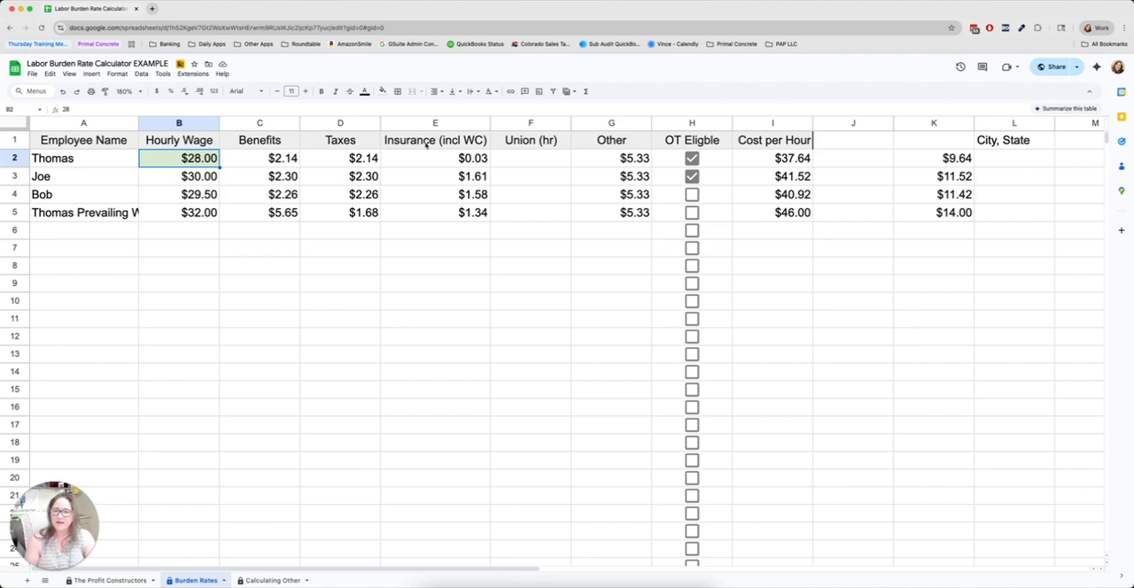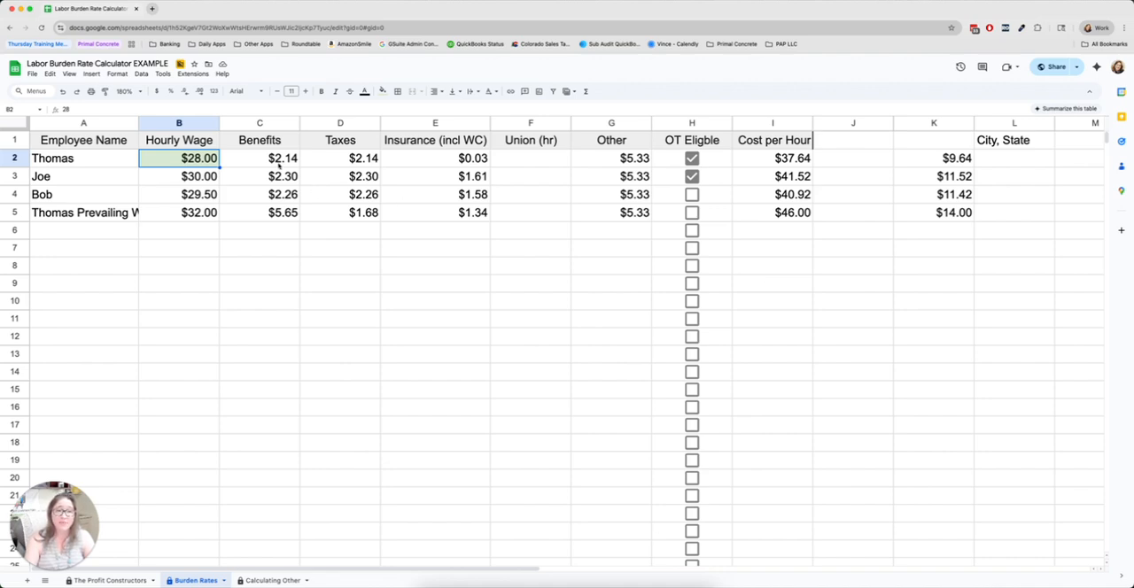But 3 months in, Mike's profits were shrinking. He hadn't changed his pricing. He was booking more work than ever, and yet cash was tighter. Why? Because Thomas didn't actually cost $28 an hour. When we sat down together, we ran Thomas through the labor burden calculator.